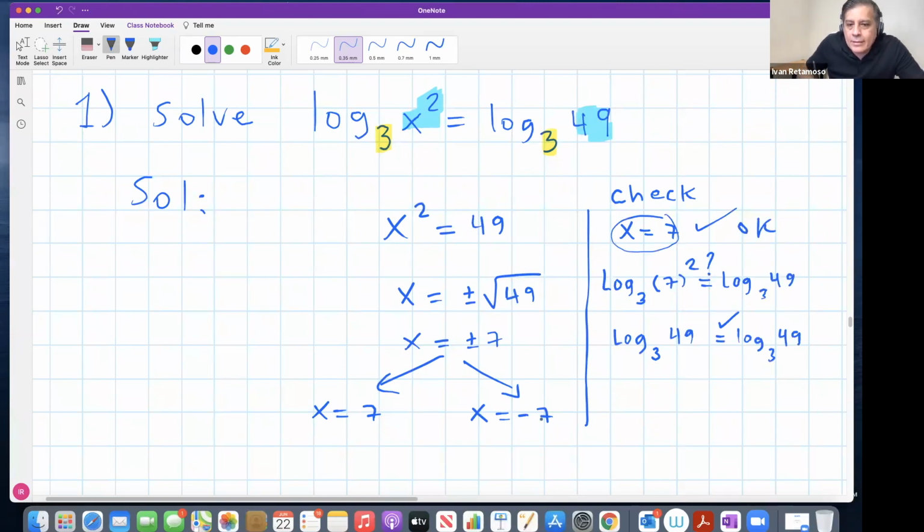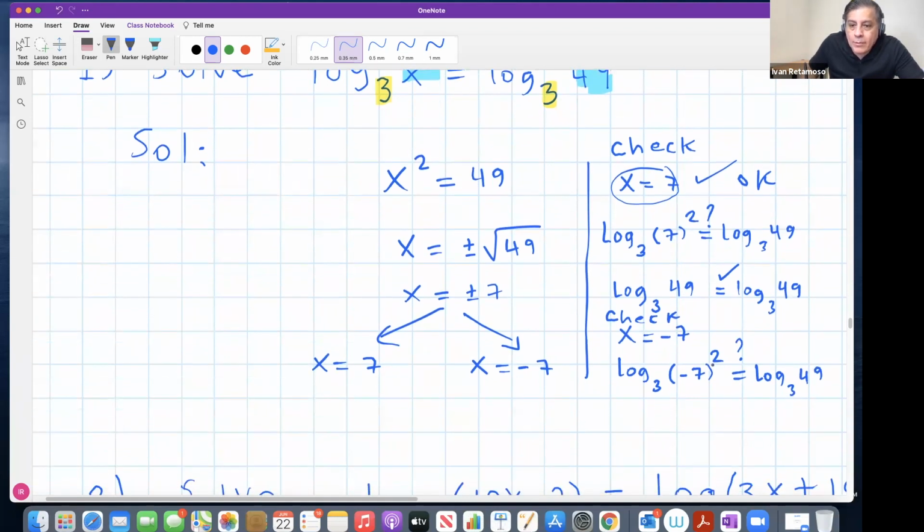Let's check x equal -7 now. X equal -7. Check, right? Again, you just place inside the equation, instead of x, this number -7, and you check if this statement is actually true. -7 squared, -1 squared is 1, 7 squared 49, right? 49. So you end up again with this.